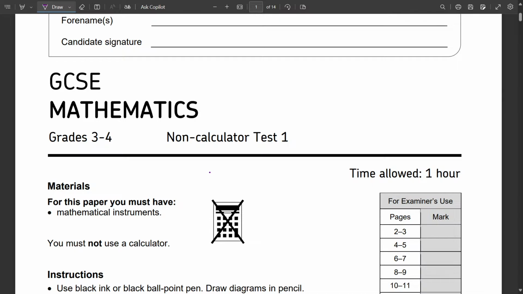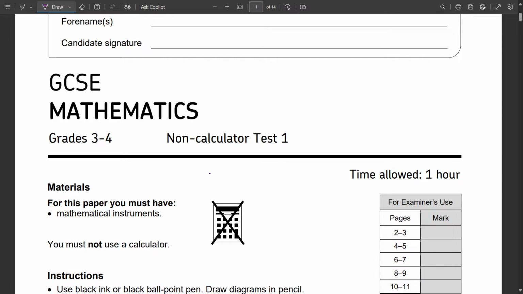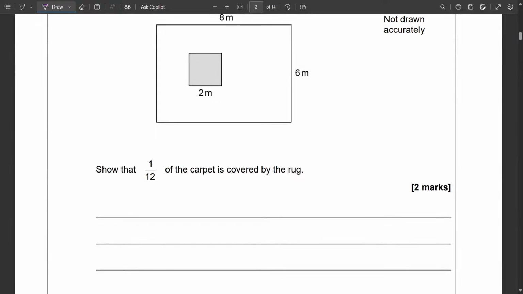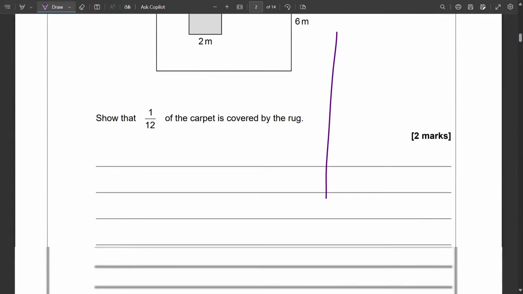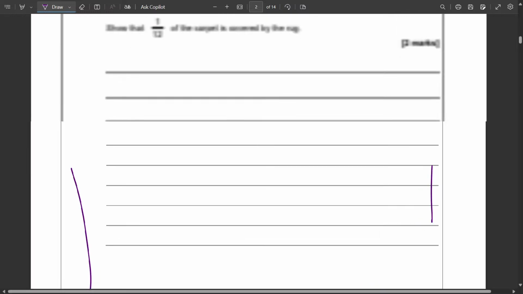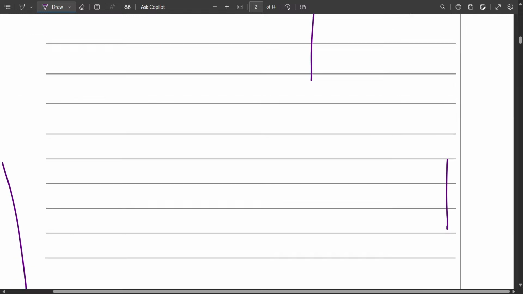Right, let's get started. We're going to start with grade 3 to grade 4 questions before we move on to any other. These are the ones on the borderline, so you can be working with foundation and the higher tier as well, not necessarily just foundation.